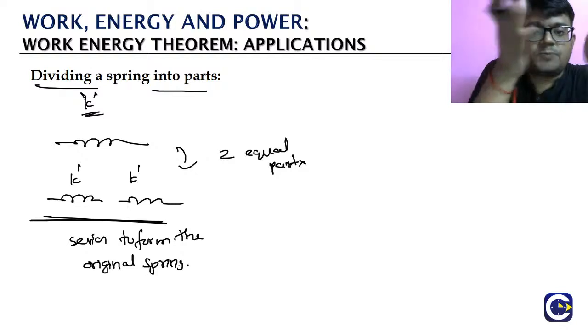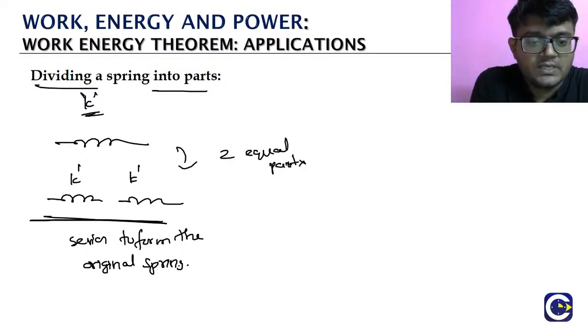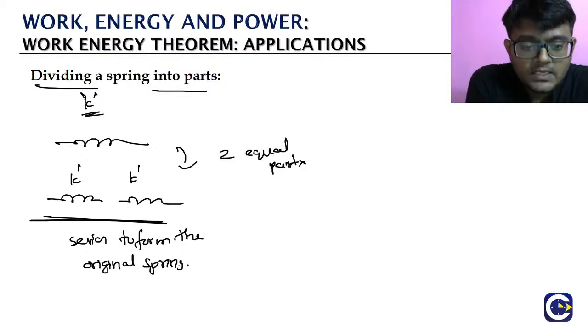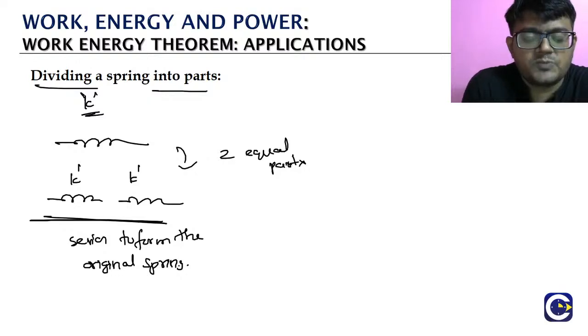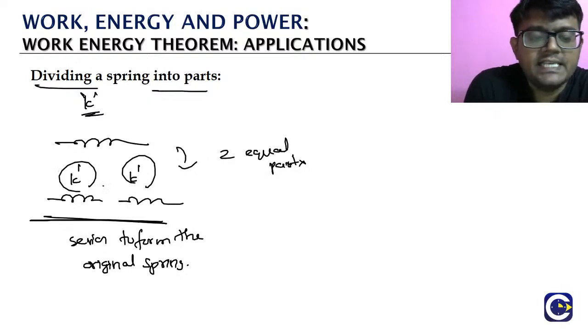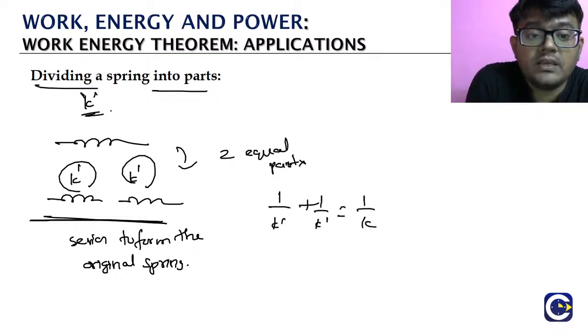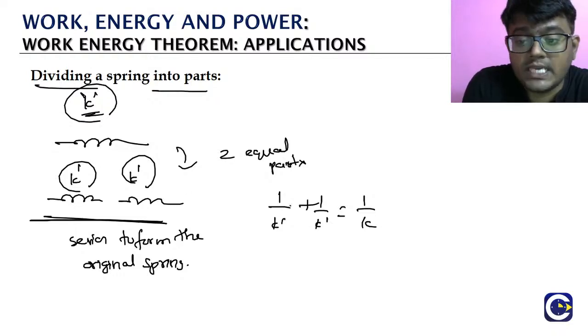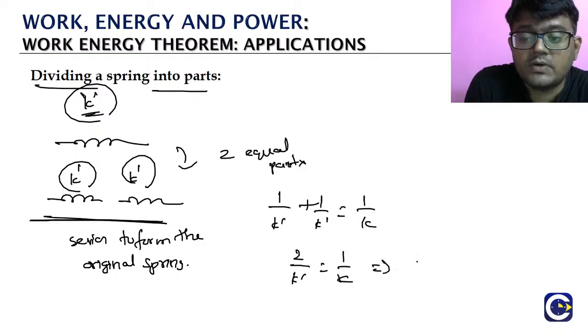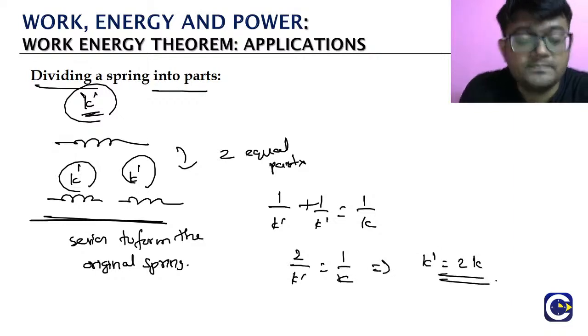We cut the original spring, and the two parts are joined in series to bring back the original spring. For two parts joined in series, what is the relation? 1 by k dash plus 1 by k dash is equal to 1 by the equivalent, which is k only. So 2 by k dash is equal to 1 by k, which gives k dash is equal to 2k.